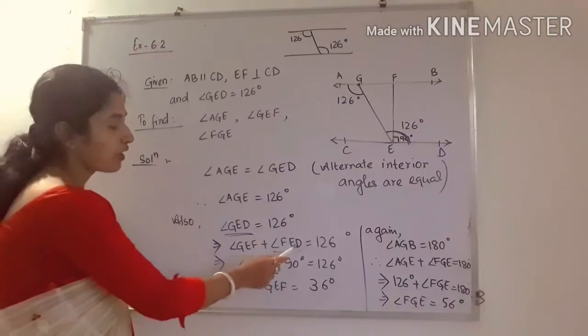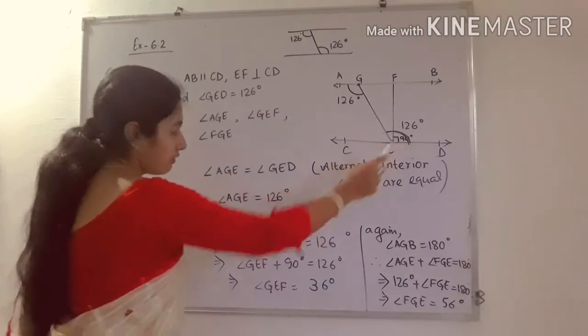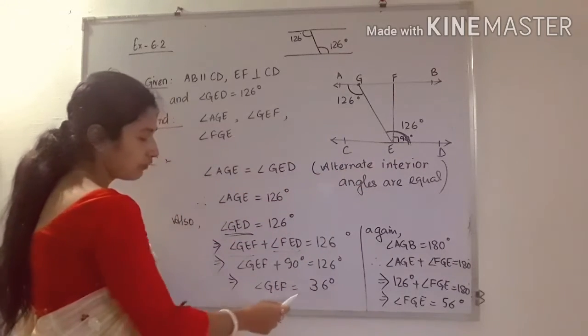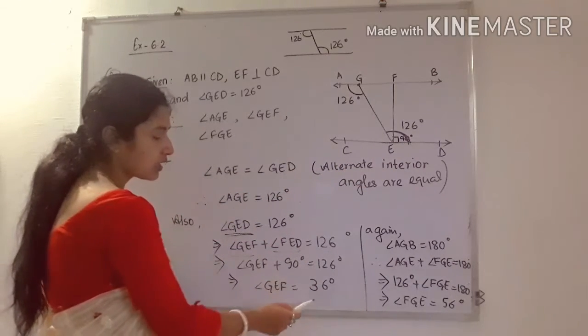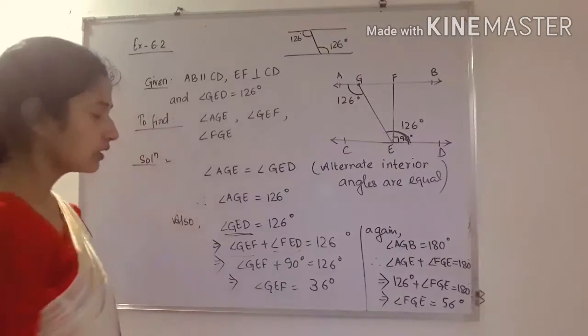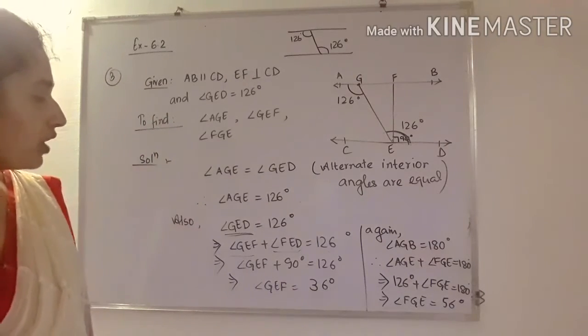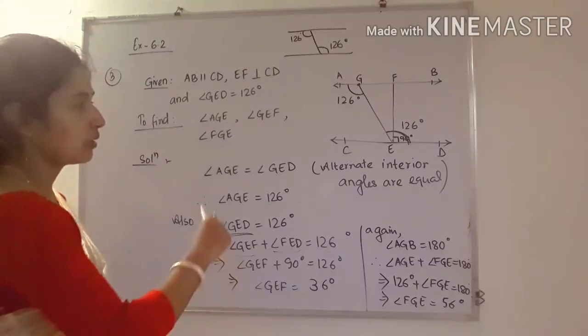So in place of FED we can write 90 degrees. So angle GEF will be what? 126 minus 90, that will be 36 degrees. So next, come to the next part.